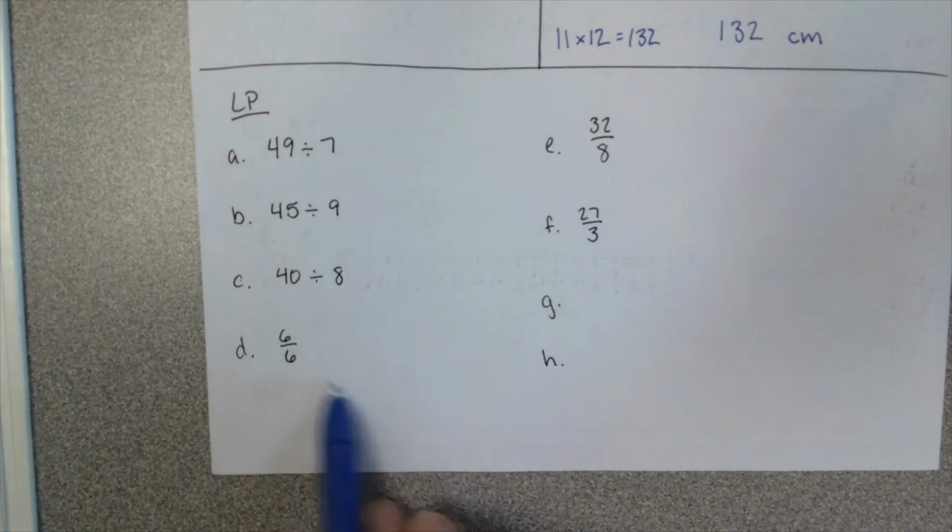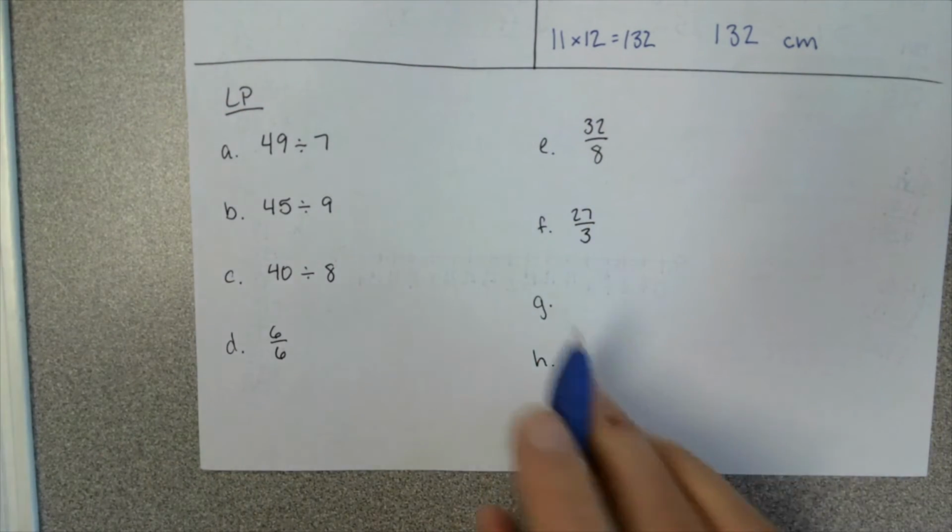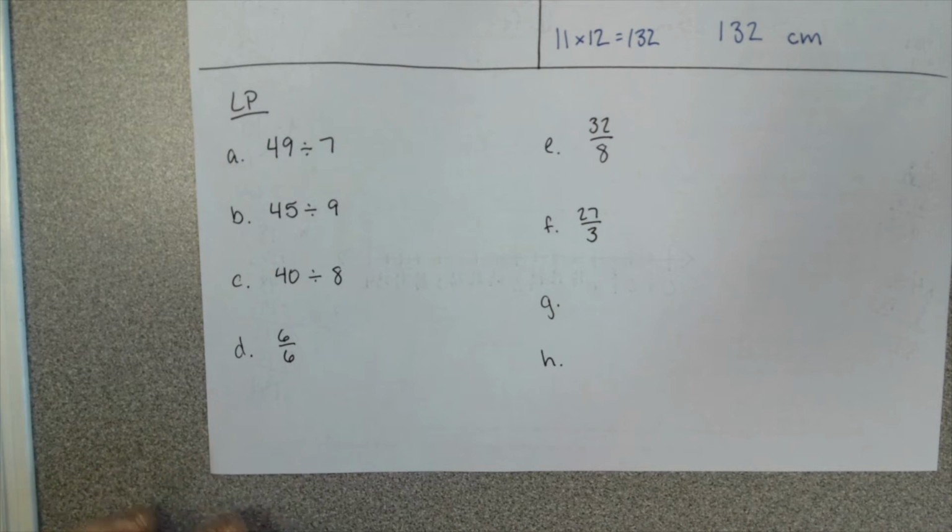Do these division problems for A through F. For G, you're going to write 27 divided by 9 3 different ways, and for H, you're going to write 28 divided by 7 3 different ways. Go ahead, press pause, find those answers, and then we'll correct them together.